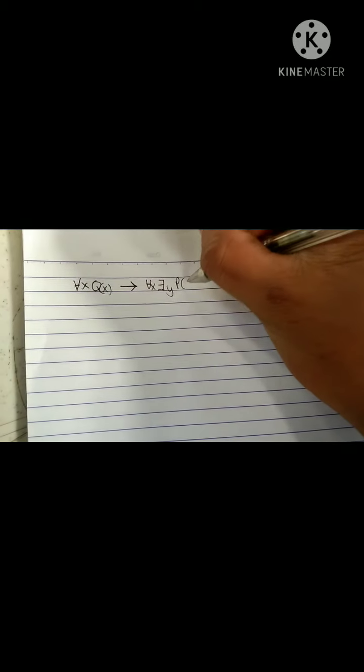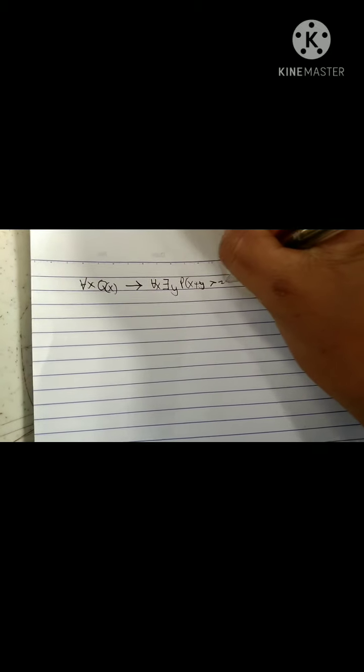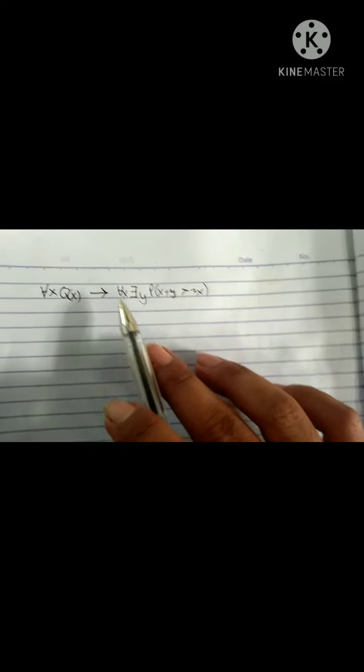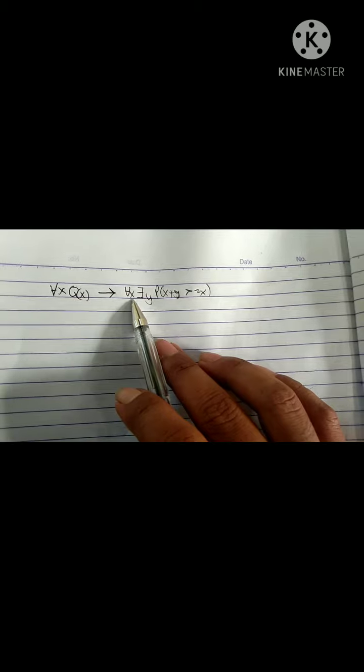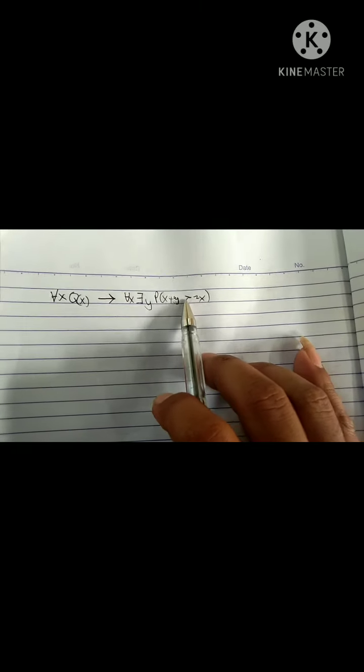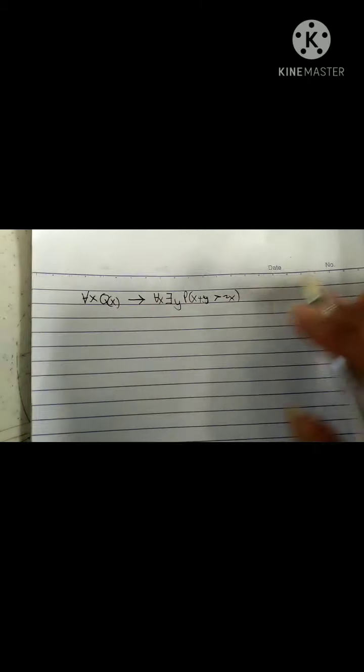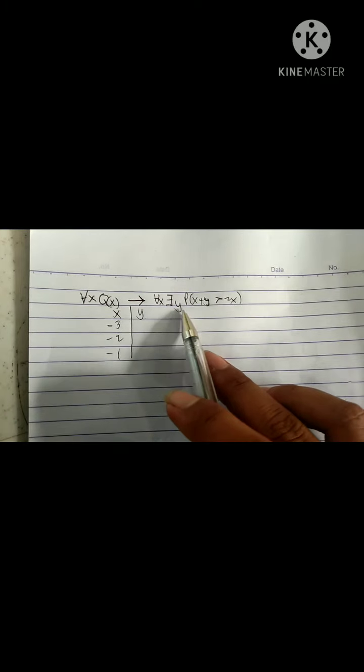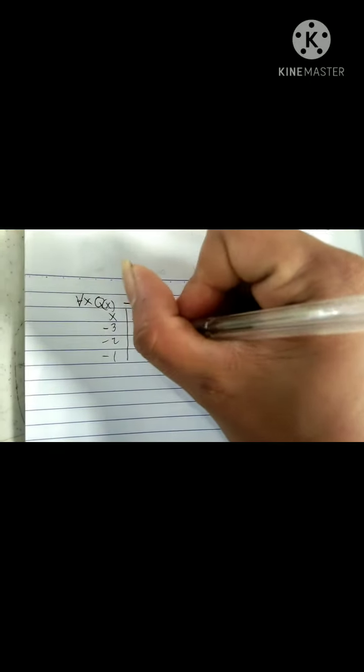So next is universal x Q(x), which can be perceived as universal x, existential y, P(x plus y is greater than 2x). If we read this in English, for every x there is a y such that x plus y is greater than 2x. We'll let the values of x be negative integers: negative 3, negative 2, negative 1. And y is a positive integer, because y here is the counterpart of x, so that our statement will be true. So we'll put 3, 2, then 1.